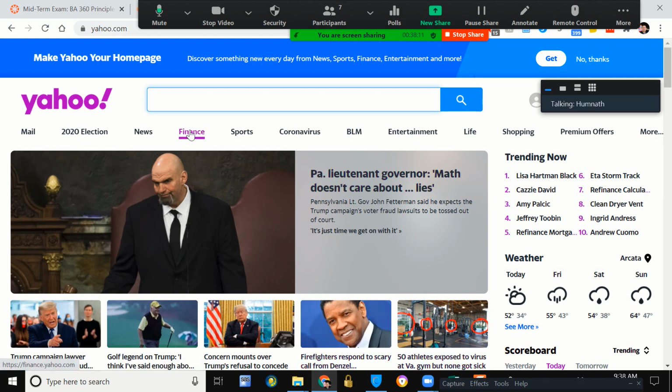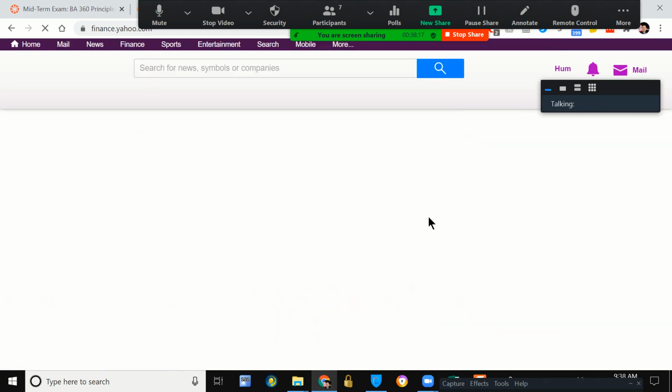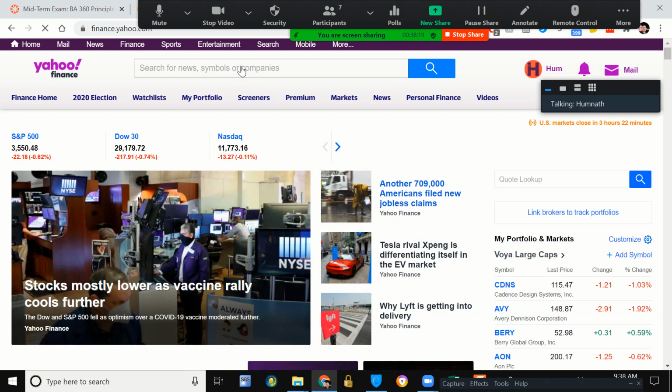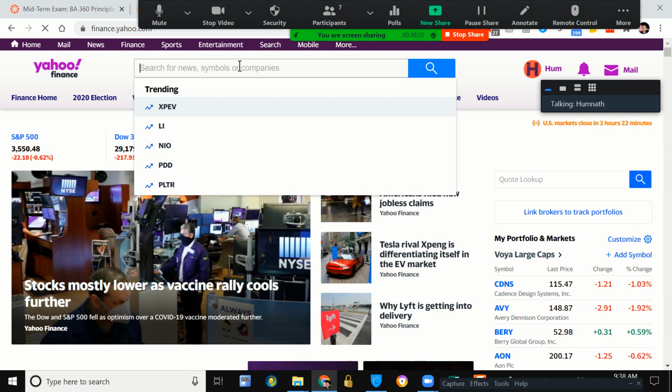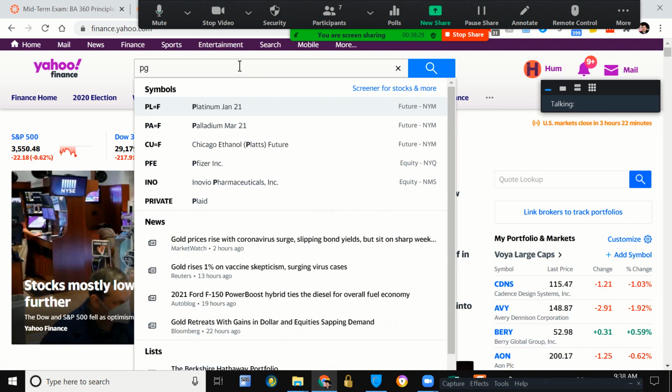Okay, so you go to finance, and then once you go to finance, you can actually type the name of your company. So I'm typing either the company name or the ticker symbol. So for my company it's PG, Procter and Gamble.